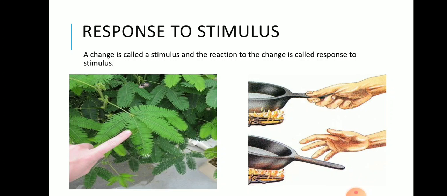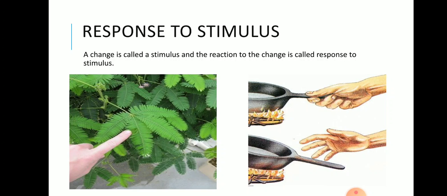In the same way as organisms respond, plants also respond to the change. You can see the example in the slide: a mimosa plant, which is also known as the touch-me-not plant, reacts to the change that takes place. If we try to touch the leaves of the mimosa plant, it shrinks. So it shows response to stimulus. It's responding to the change that's been taking place.